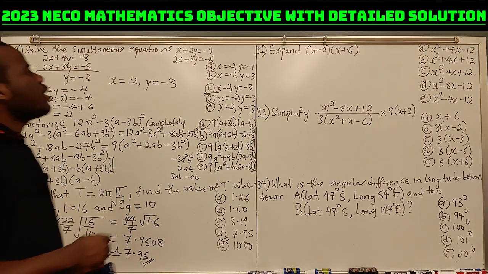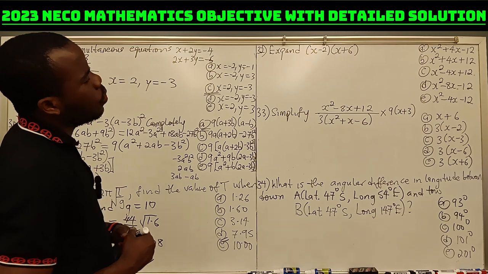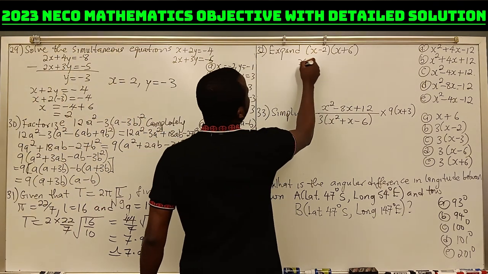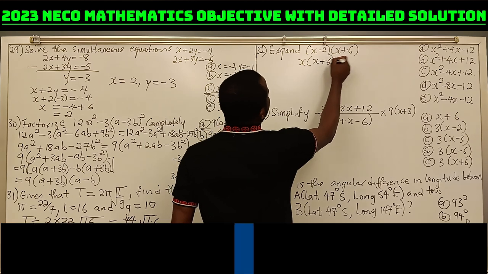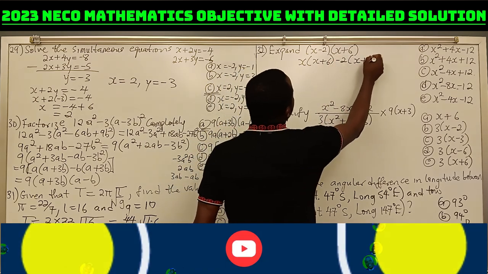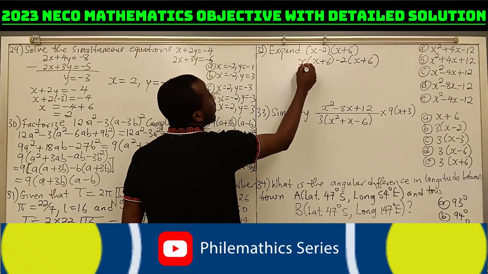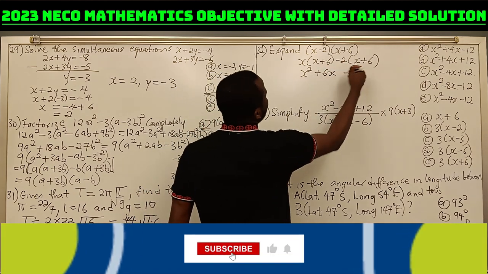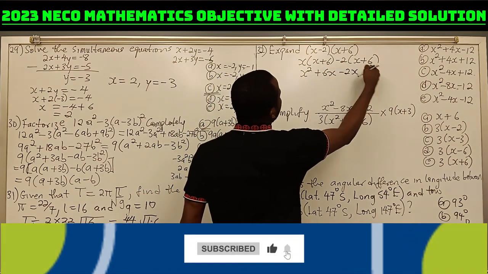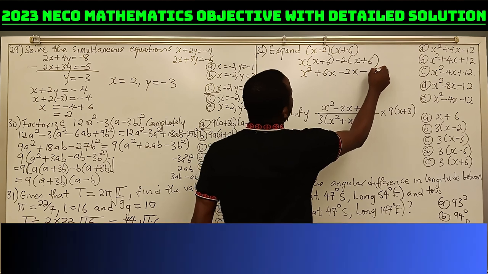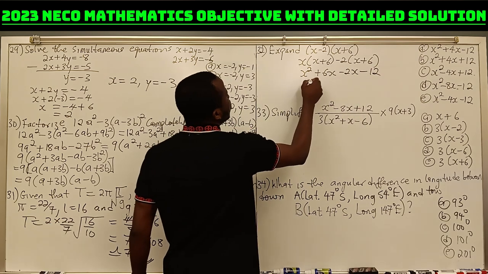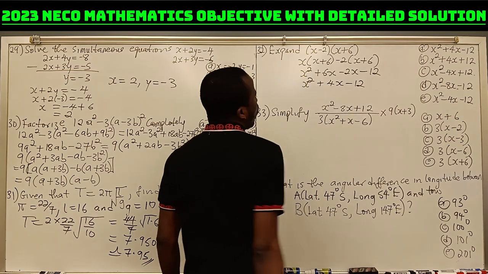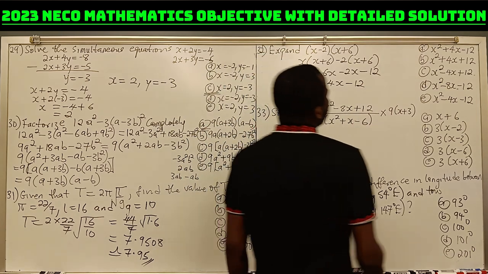Question 32 says expand x minus 2 multiplying x plus 6. So if we do so, this is x multiplying x plus 6 minus 2 multiplying x plus 6. So x times x, x squared, x times 6, 6x, minus 2 times x, minus 2x, minus 2 times 6, minus 12. 6x minus 2x will have plus 4x minus 12. So the correct option is A.